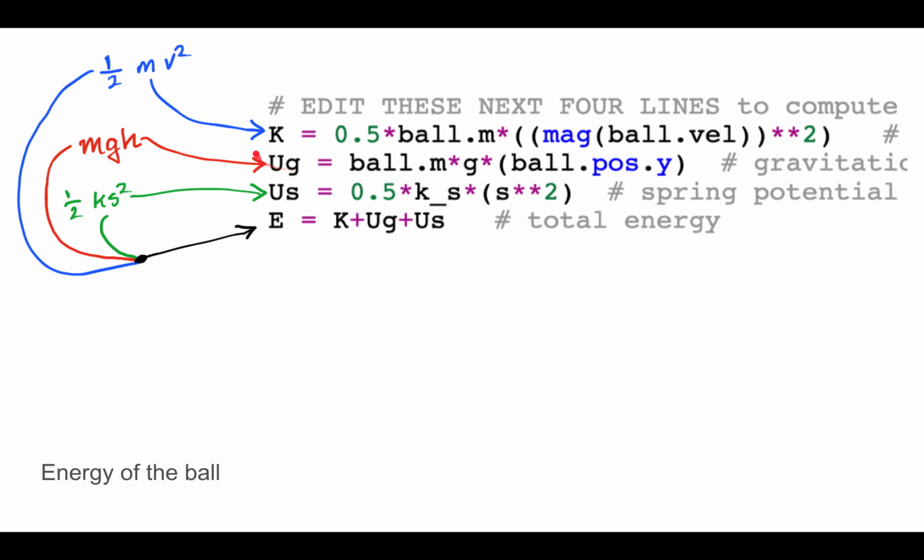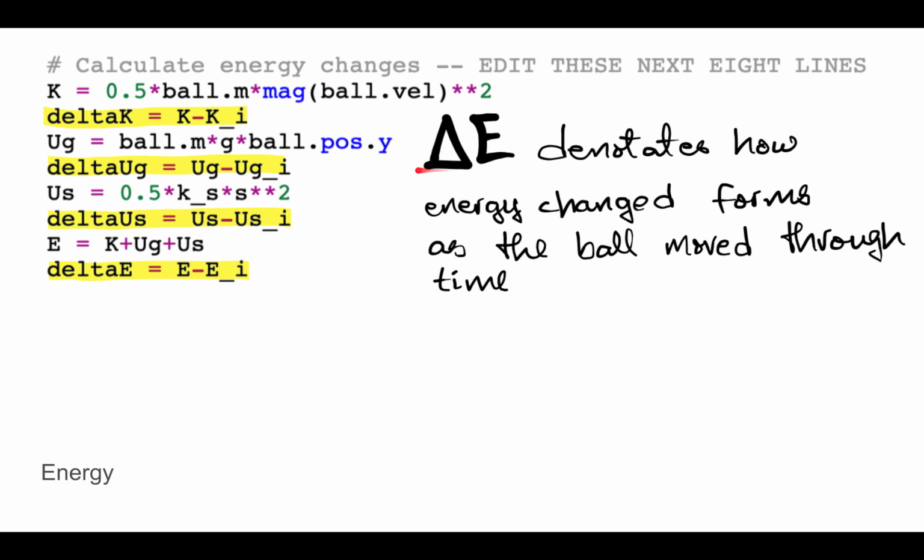We have the energy principle written out in code here. Kinetic energy, gravitational potential energy, spring potential energy, and total energy are given by these equations, and all of them are combined to have the total energy. Now we know that the change in total energy denotes how energy changes forms as the ball moved through time. We also know that the change in total energy is zero because energy isn't added or removed from the system during the length at which we observe it.